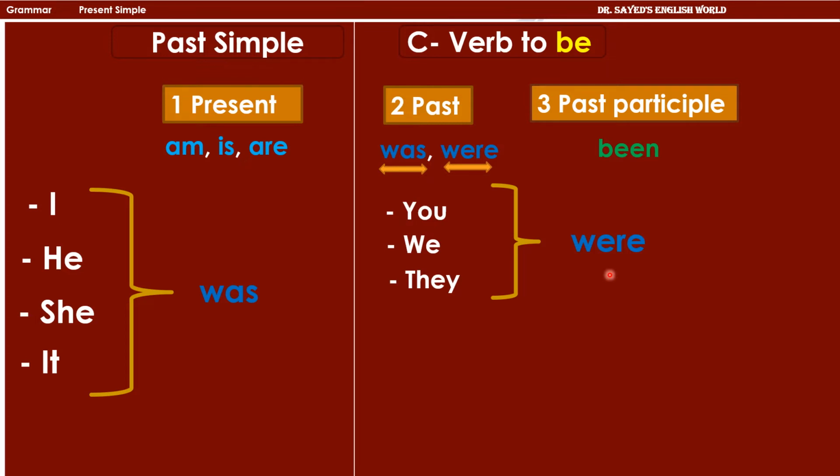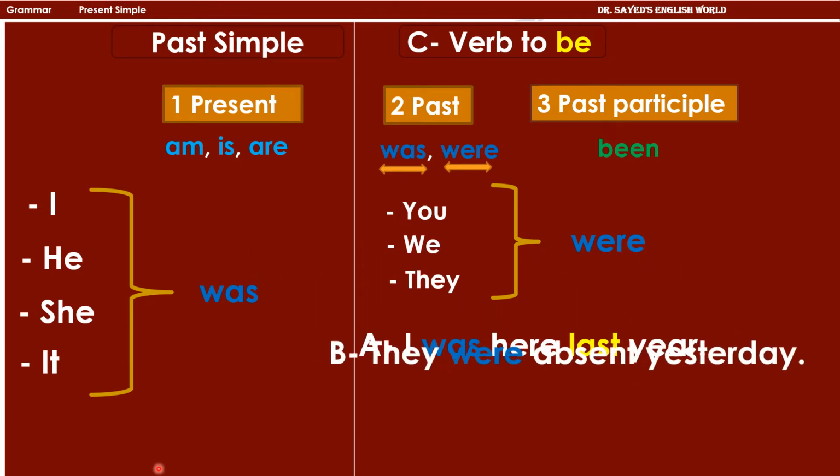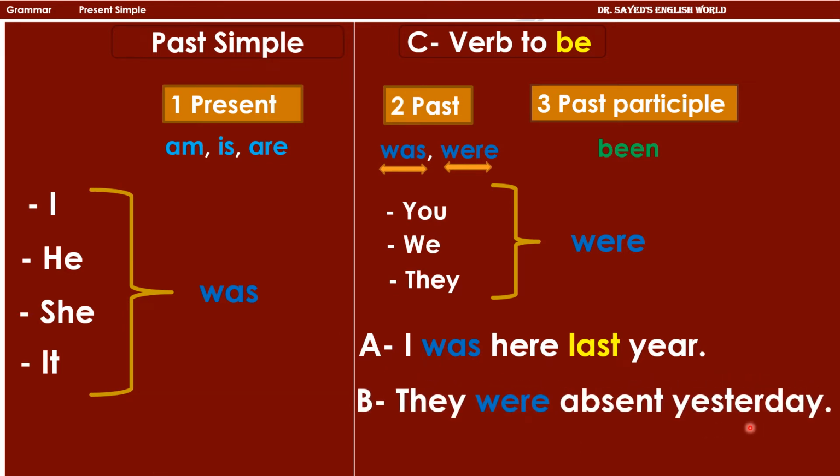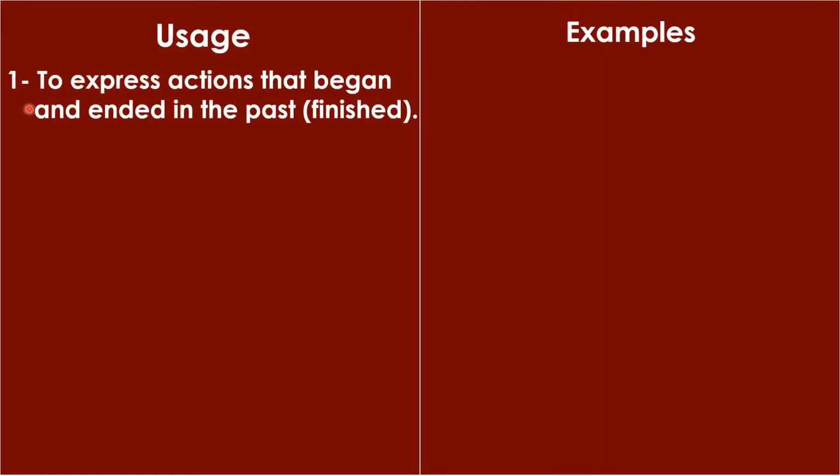Okay. Let's have a look at some examples. I was here last year, so I was. Okay. They were absent yesterday. They were. Okay. Okay, let's now talk about uses of the past simple. Okay, and also give some examples.